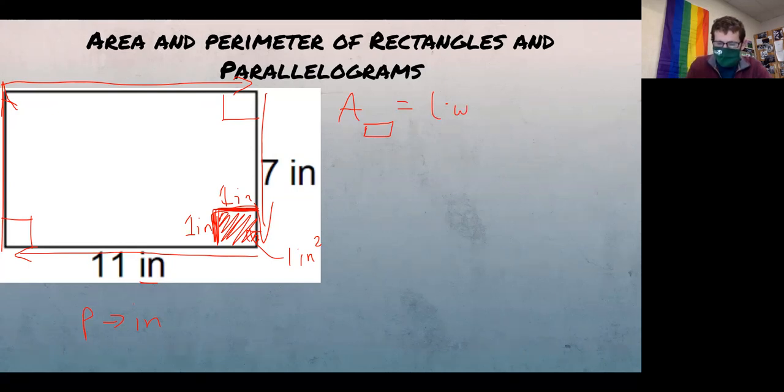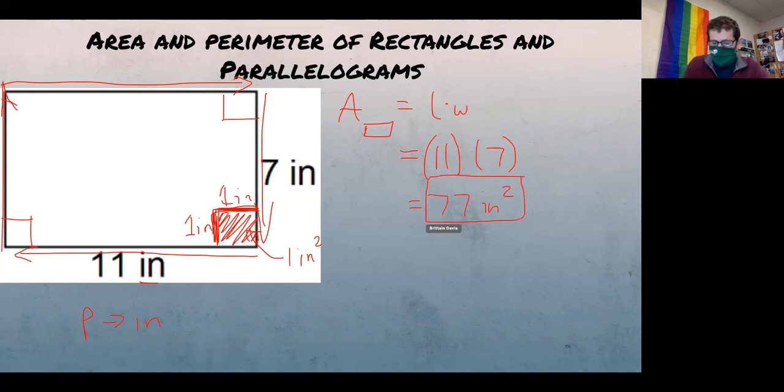So we already have our two dimensions that are perpendicular to each other. So it's really straightforward. The length is 11, the width is 7, or whatever you want to call it. Doesn't matter which one's length and width. And so we can just multiply that together. Here's where I'm just going to kind of breeze through it, right? That's 77. And here's where our units are inches squared.